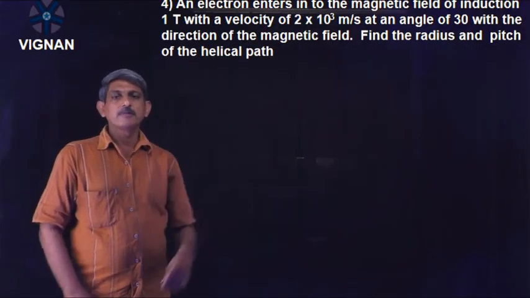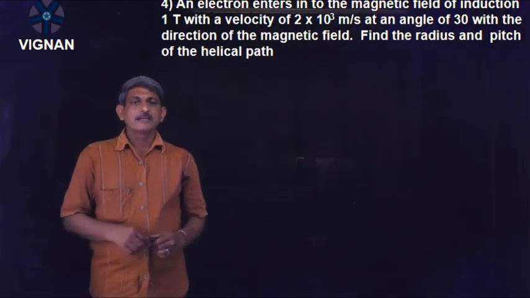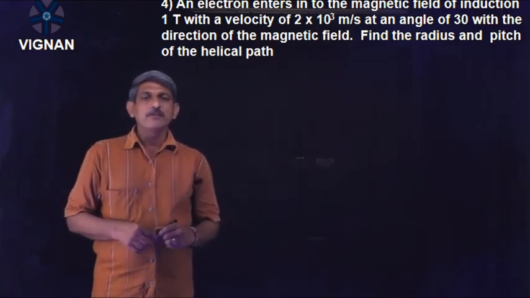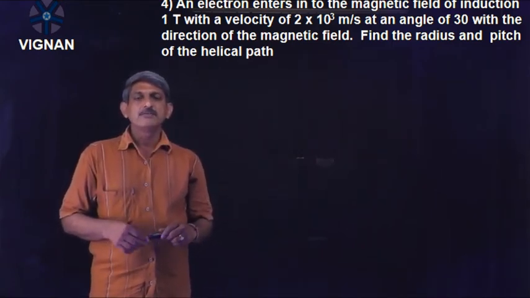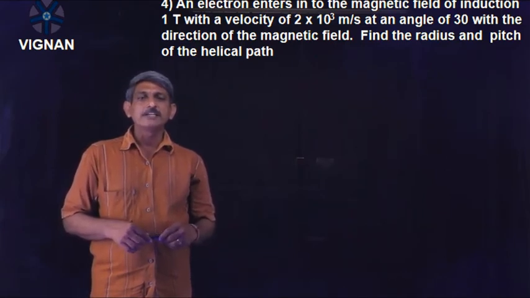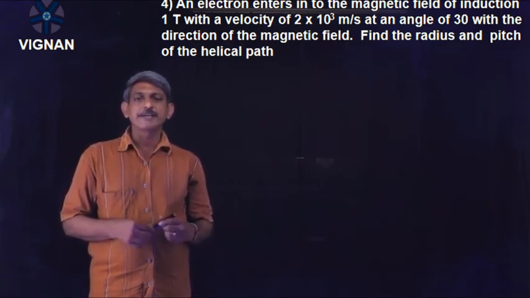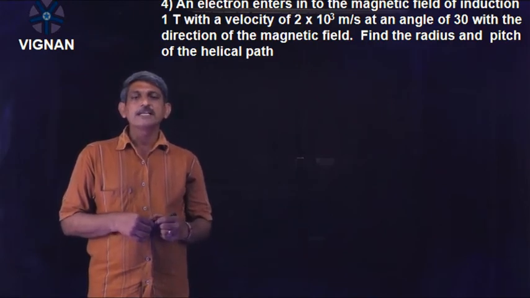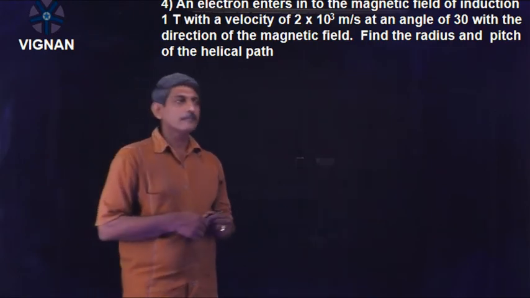So see that problem. An electron entering into the magnetic field of induction 1 Tesla with a velocity of 2 into 10 to the power of 3 meter per second at an angle of 30 degrees with the direction of the magnetic field. Find the radius and the pitch of the helical path.